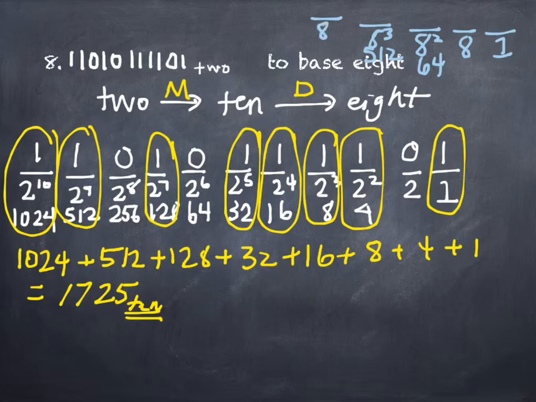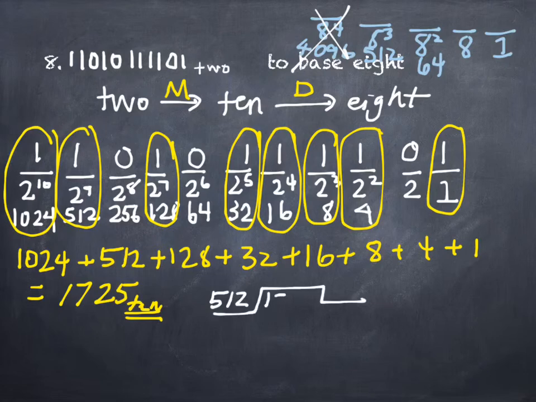8 to the 4th is 4,096, okay. And 4,096 is too big, right? Okay, so I don't end up needing that place value. So I'm going to start with division by 512. I only have to do 4 divisions. So I've got 512, and it will divide 1725. How many times will 512 go into 1725? It will go in 3 times.